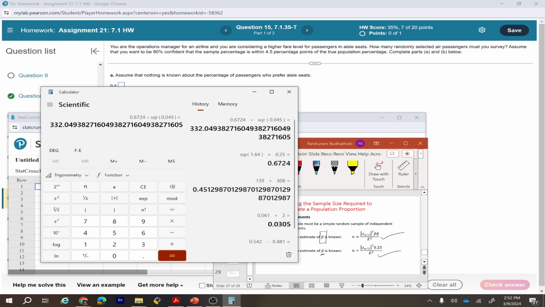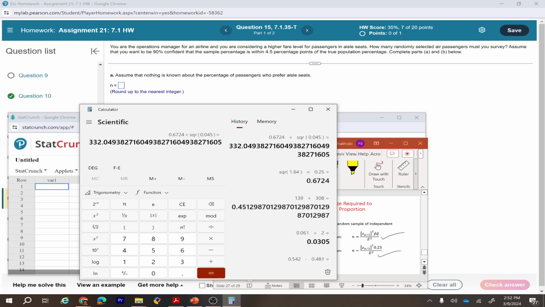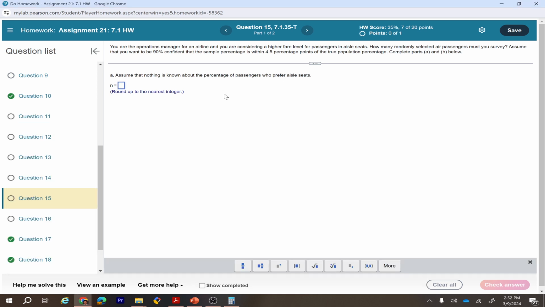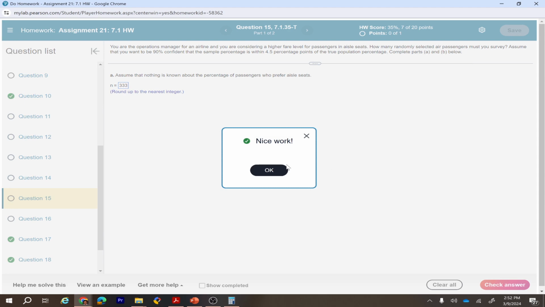Whatever number you get, that's your sample size. Always round it to the next whole number. So 332 point something, that means the next whole number is 333. That's the sample size.